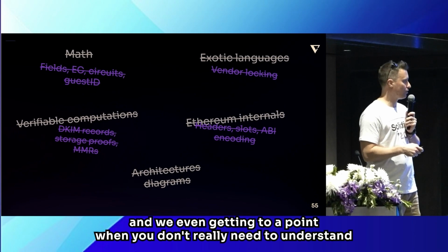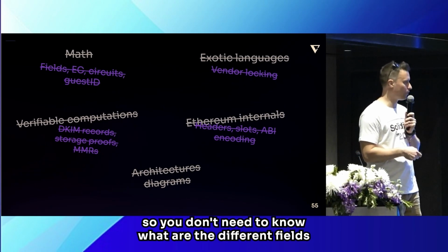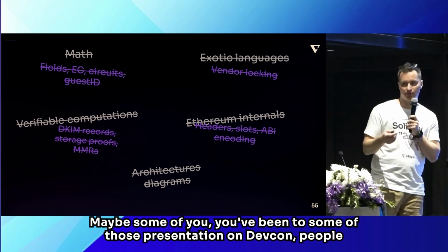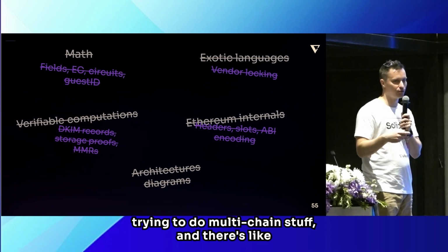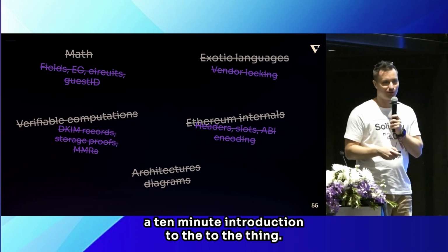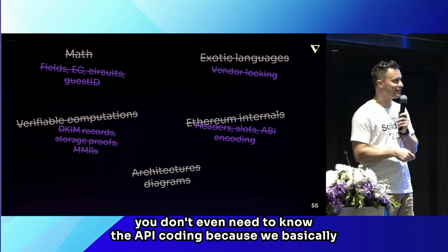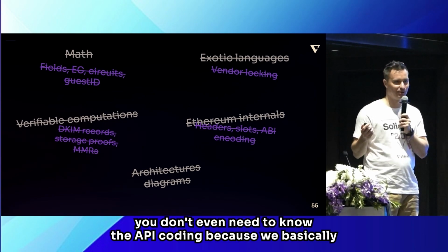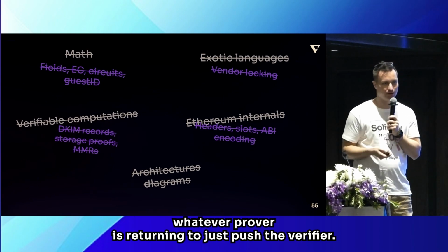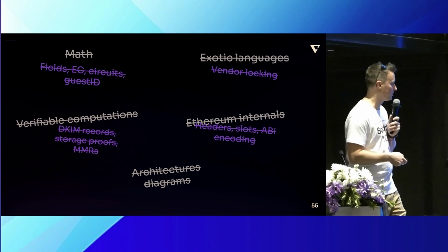And we're even getting to a point when you don't really need to understand the deep structure of Ethereum. So you don't need to know what are the different fields of the headers, what are the slots in the smart contracts. Maybe some of you have been to some of those presentations on Devcon, people trying to do multi-chain stuff. And there's like a 10-minute introduction to the thing, and then there's a 30-minute workshop on working with slots. You don't even need to know the ABI coding, because whatever the prover is returning, you just push to the verifier. So there's no need to do any encoding, transcoding of the data between technologies.